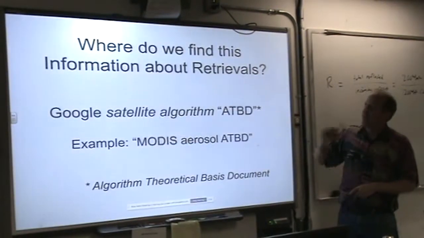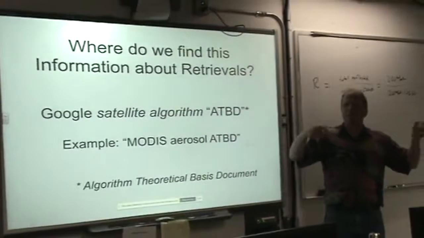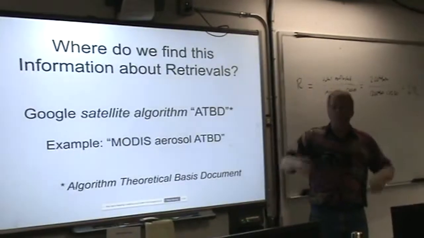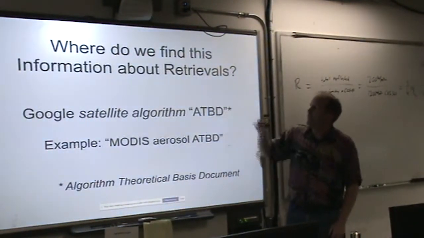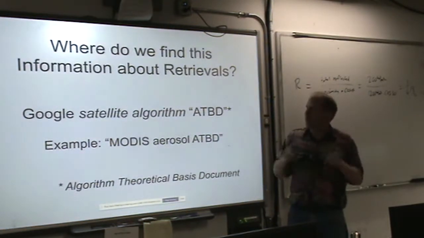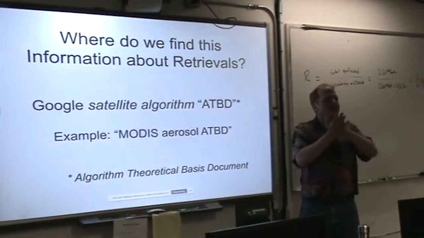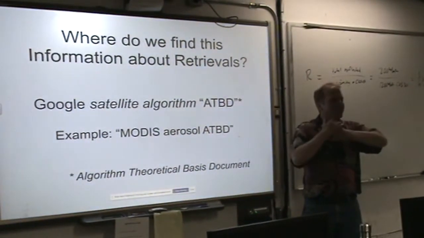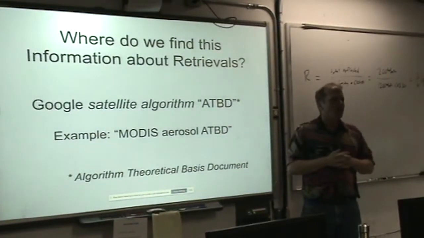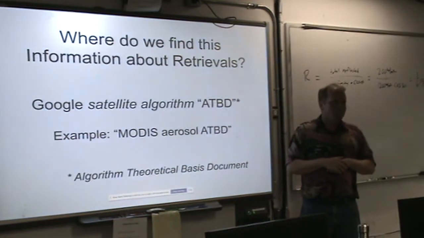So, this is what you Google. Let's say you're doing cloud optical depth or something, you type in ATBD, algorithm theoretical basis document. For example, if you're looking at the MODIS aerosol retrievals, you type in MODIS aerosol ATBD, and something would pop up, and it's going to have like 60 pages explaining everything you could possibly know about your satellite algorithm. Okay. So that's absolutely key.